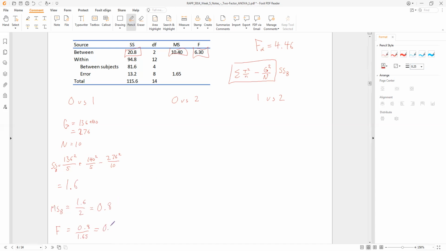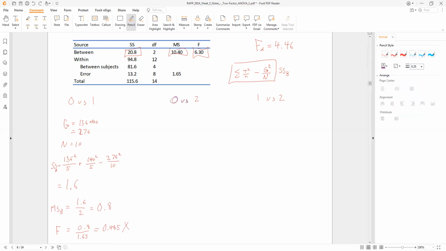0.485, which is not significant, right? So there's no significant difference between 0 and 1, which is what we got with Tukey, right? So this agrees with the Tukey test so far. Right, when we do 0 versus 2, we do the same thing. Actually, I'm going to just change colors just to have different colors going on, right?